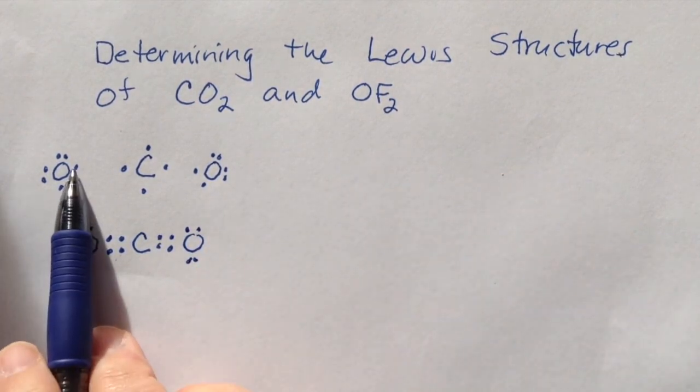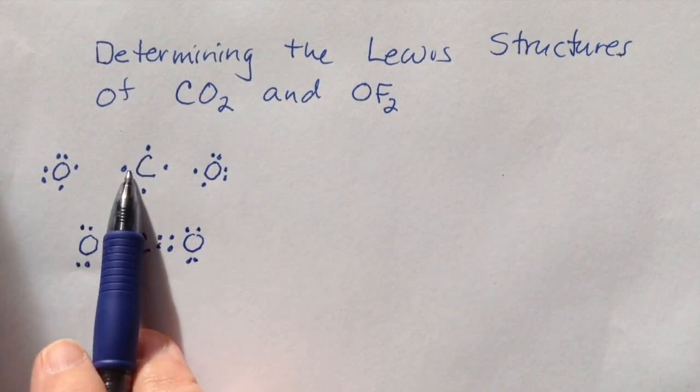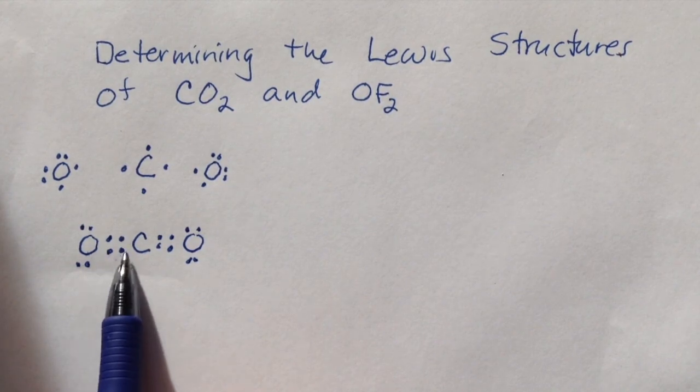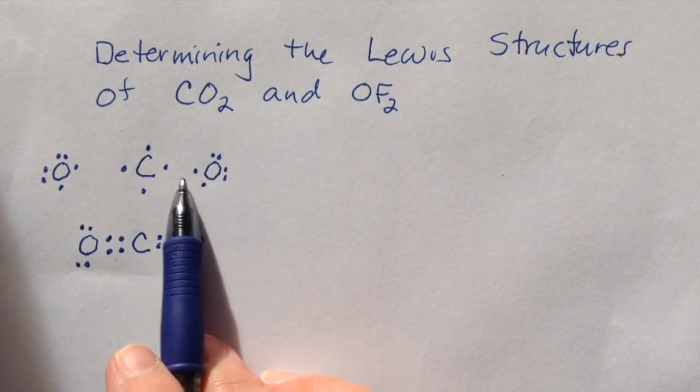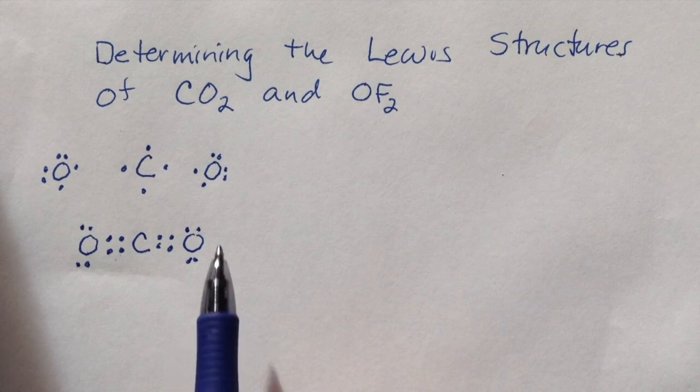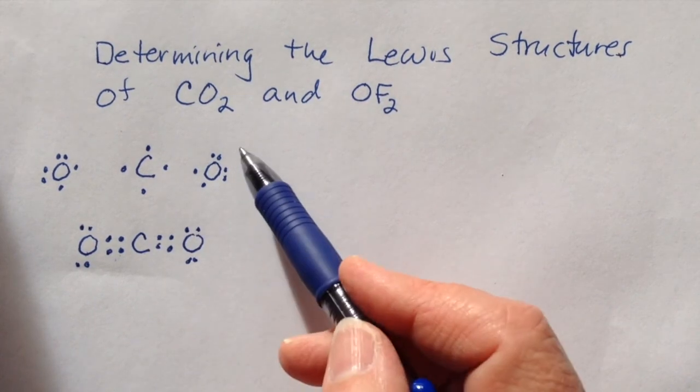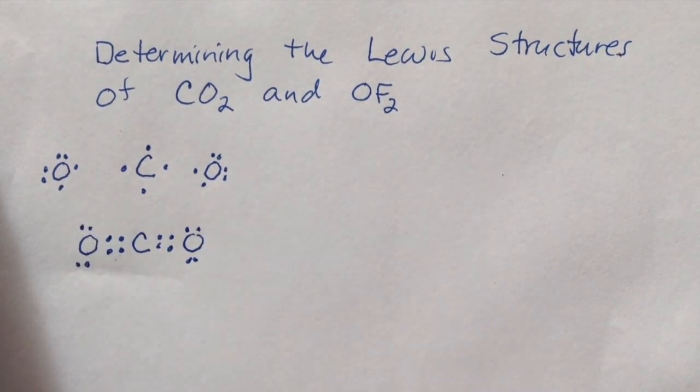So these 2 electrons got shared with the carbon, which shared 2 of its electrons. Those ended up in the middle. These 2 electrons got shared with the carbon, and they ended up in the middle. And then these 2 lone pairs are still on the oxygen.